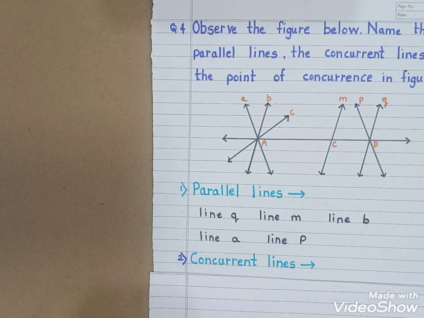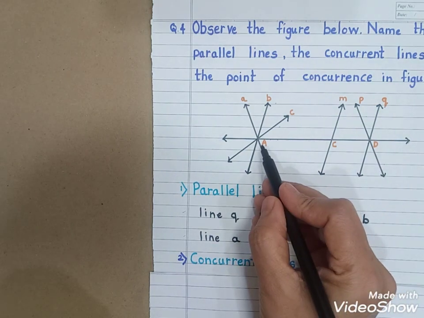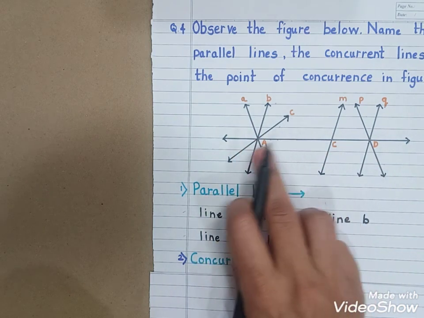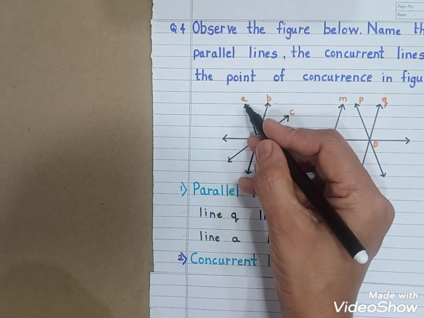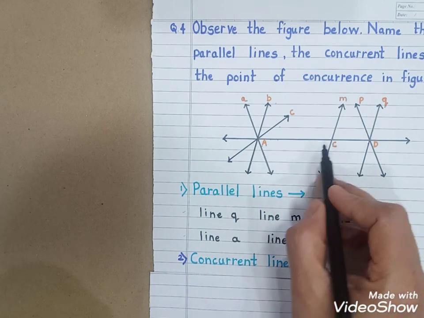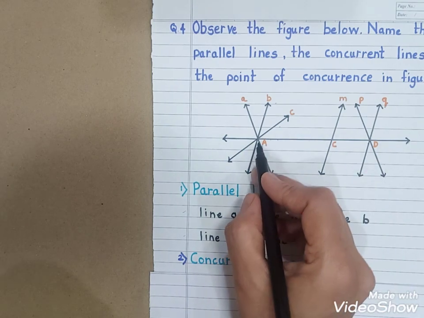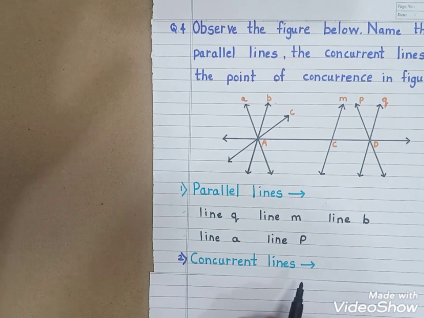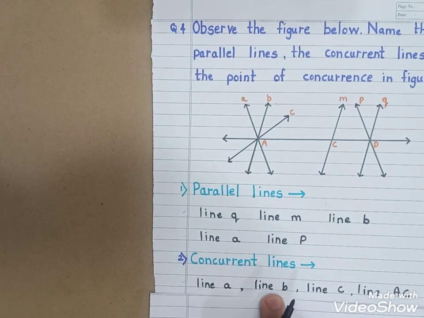Now we are going to write the names of concurrent lines. What are concurrent lines? When two or more lines pass through the same point, they are called concurrent lines. Now in this figure, there is point A, and line A, line B, and line C pass through this point. So line A, line B, line C and also line AC or AD pass through point A. So these are the concurrent lines. Let's write the names of these concurrent lines: line A, line B, line C and line AC are concurrent lines.